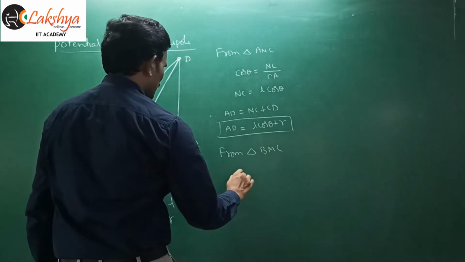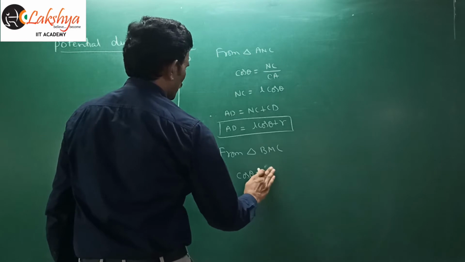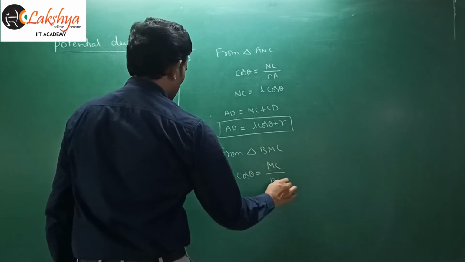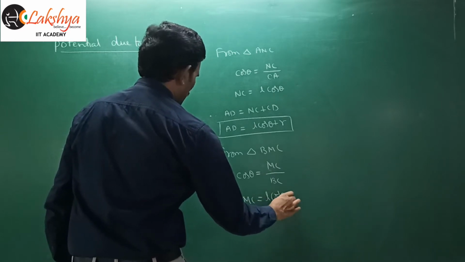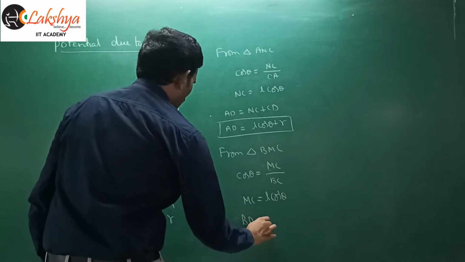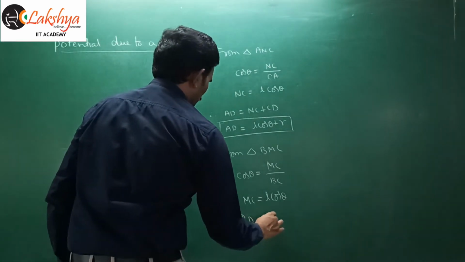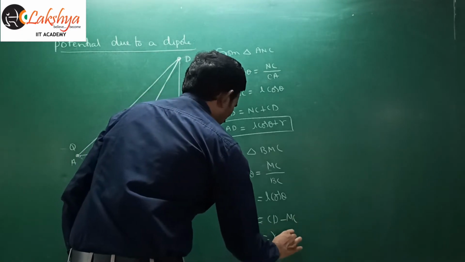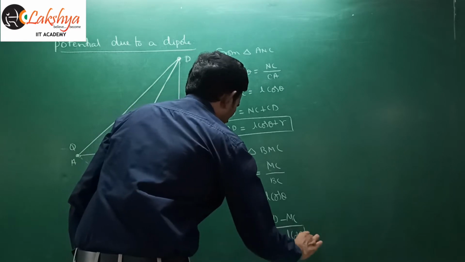And so we can write again cos theta is equal to MC by BC. So this MC is equal to L cos theta, and therefore I can write this BD distance as CD minus MC, which is nothing but R minus L cos theta. So that is our BD distance.